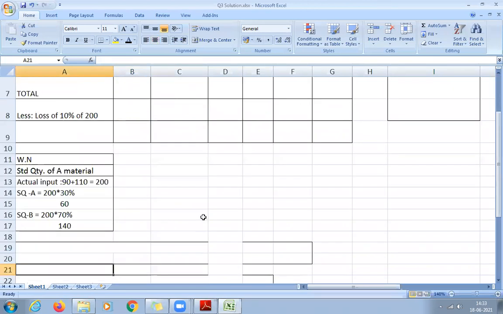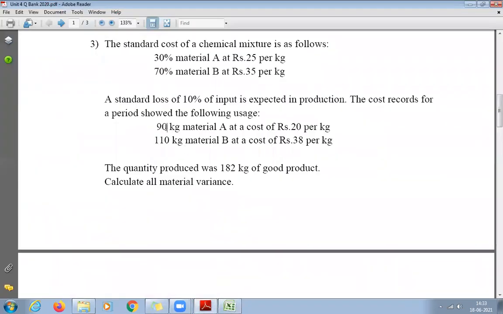Yeah. So here we need to derive the standard quantity for material A and B. So how to derive that? We can derive it from the actual quantity. So actual quantity is given there. He has given us actual quantity 90 and 110, that is for A and B. Okay. So we need to calculate from the actual.